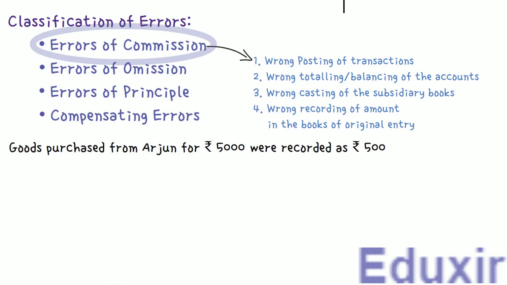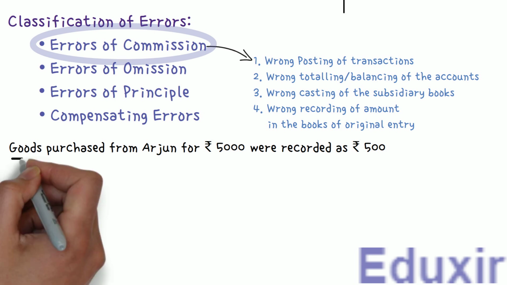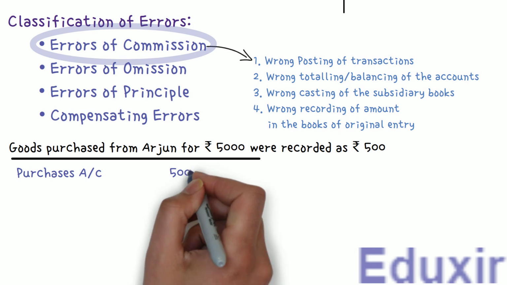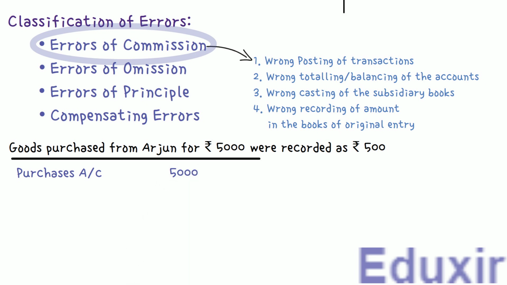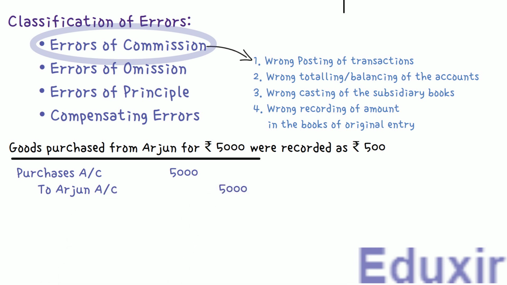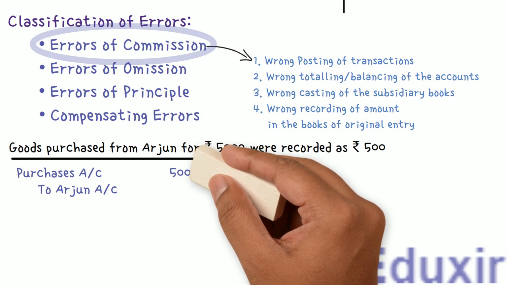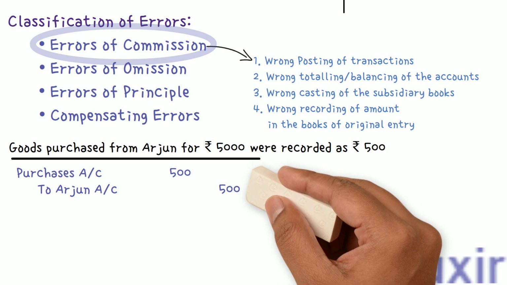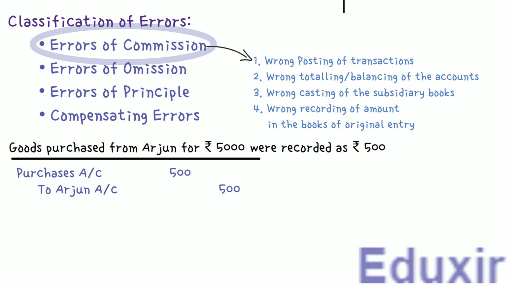As you know, the purchases are revenue expenses and hence they should be debited and the debit amount is 5,000 rupees. And as the goods are purchased on credit from supplier Arjun, Arjun becomes the creditor of the business and hence Arjun's account should be credited with the credit amount of 5,000 rupees. But due to the error of commission while recording the entries, the purchase account was debited with 500 rupees and Arjun's account was credited with 500 rupees. So instead of the original 5,000 rupees, only 500 rupees were recorded.